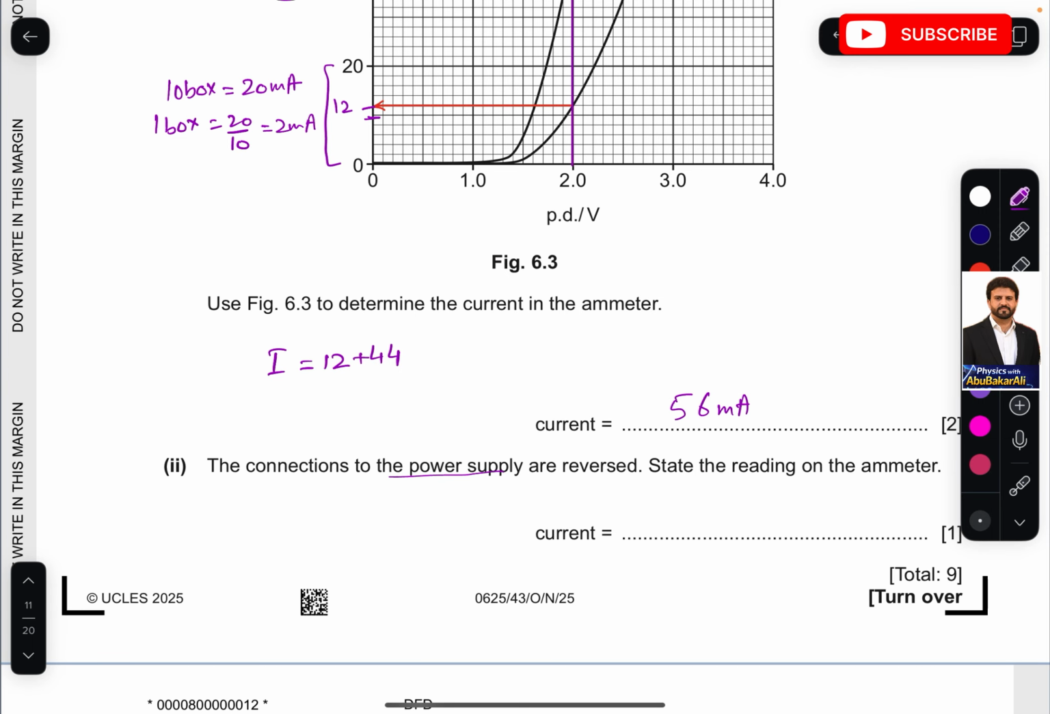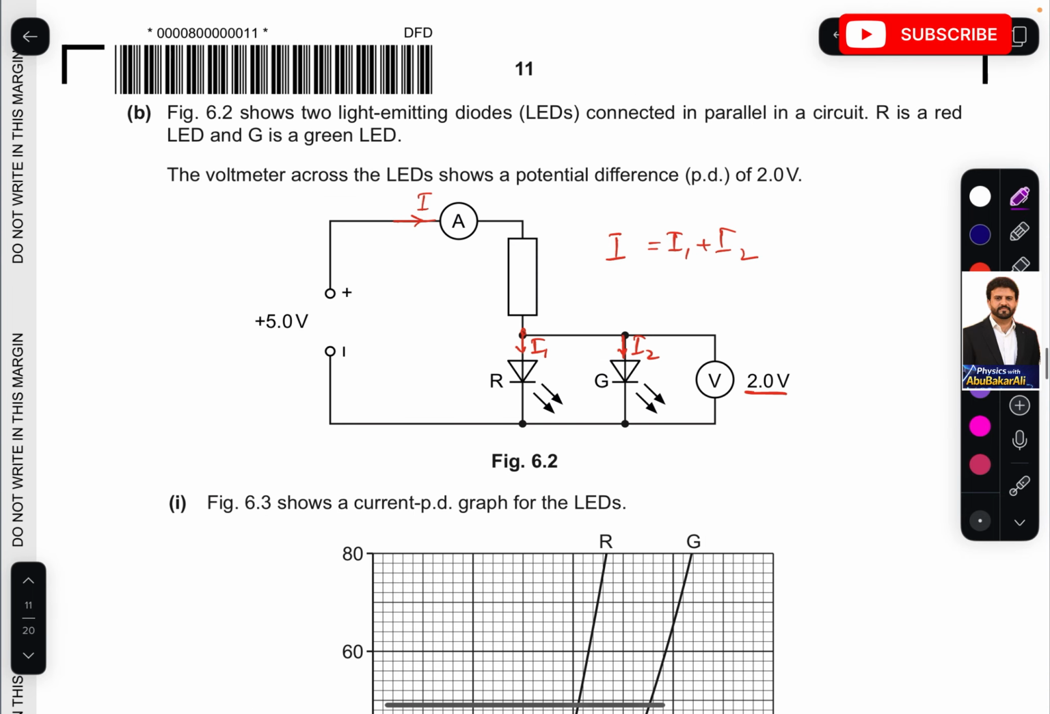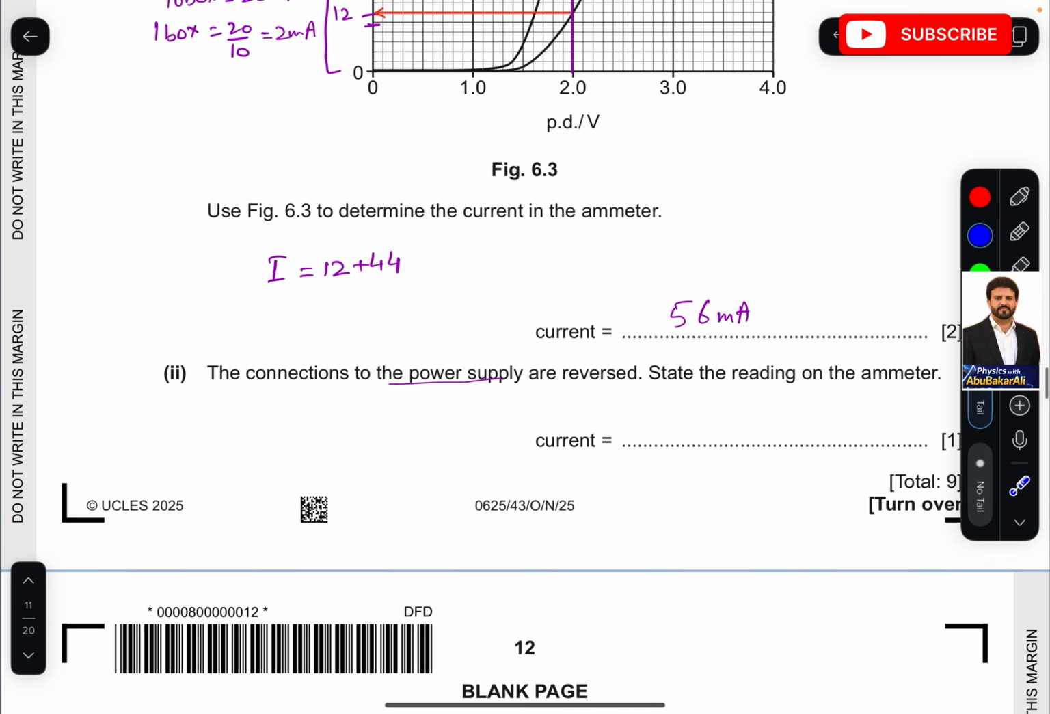The connection to the power supply is reversed, state the reading on the ammeter. Okay, so when you change the connection, there will be a negative now and there will be a positive now. So positive is going to attach on this side. We know this is the reverse biased setting, right? So in reverse bias, if positive side is here, no current will flow through it and no current will flow through it either. So there will be zero current flowing. So you can write down 0.